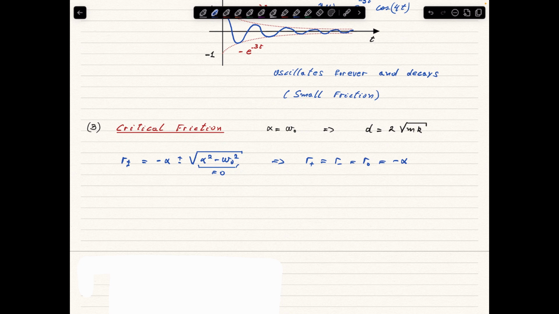So there are two solutions. One solution, the solution y1 of t, we know is exponential negative alpha t, and the other solution, y2 of t, is t times that exponential. This is what we saw in previous videos. We don't need to say why. That is what we have shown.